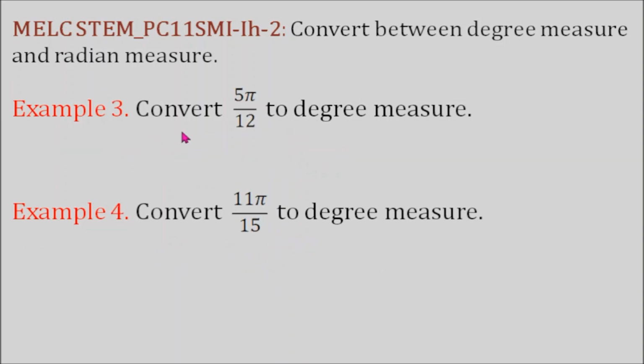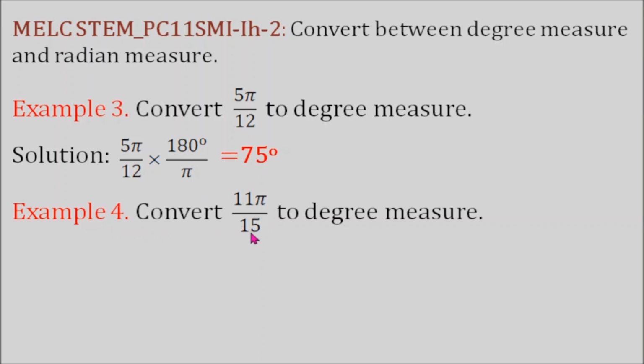Example number 3. Convert 5 pi over 12 to degree measure. If we are going to convert a radian measure to degree measure, we will just multiply it by 180 degrees over pi. Here, pi cancels out, and if we simplify this, this will give us 75 degrees.